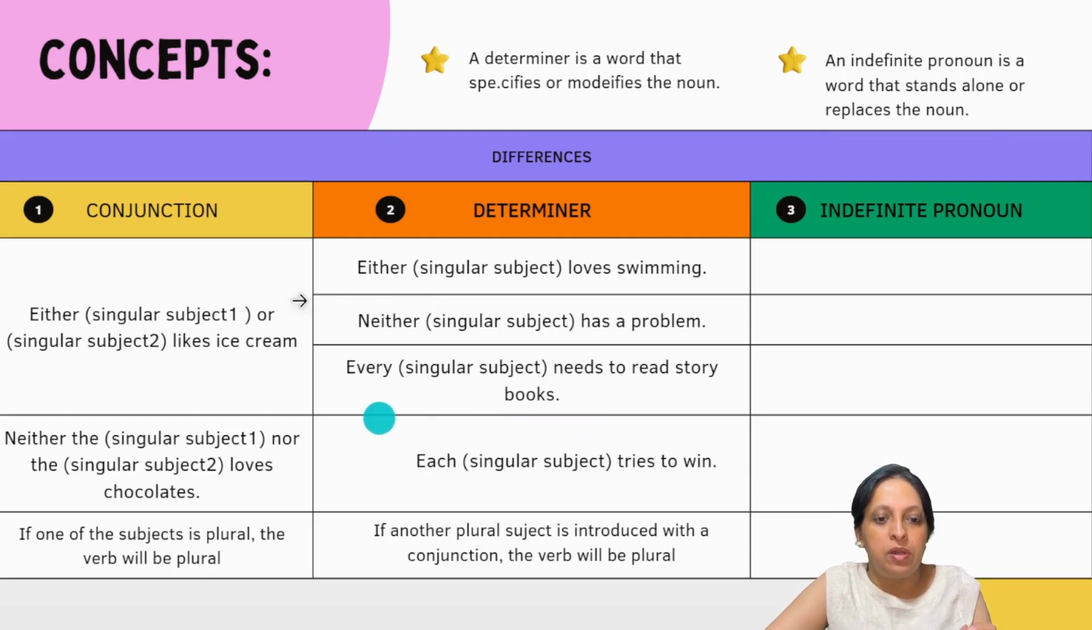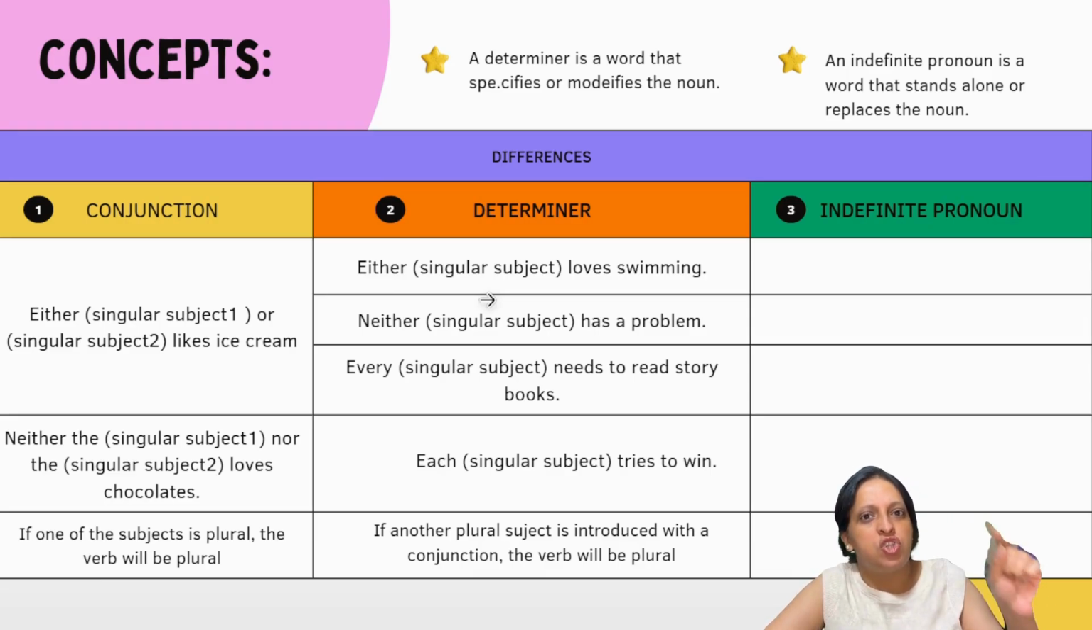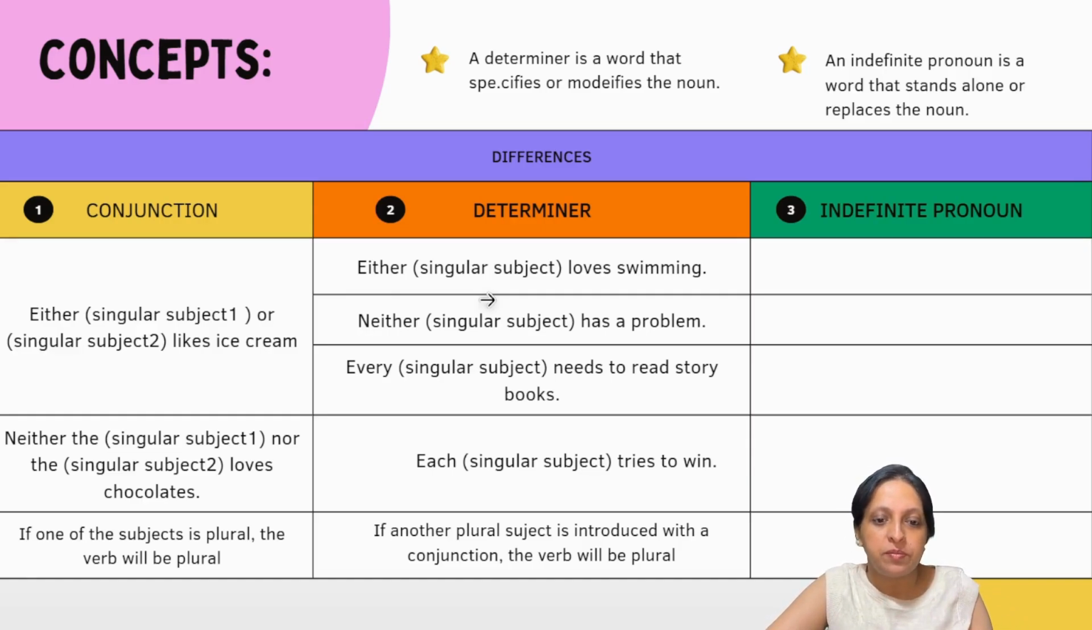For example, every child needs to read storybooks. Every child. We don't say every children needs to, because when we are saying every, we mean every single child. Every single child needs to read storybooks.